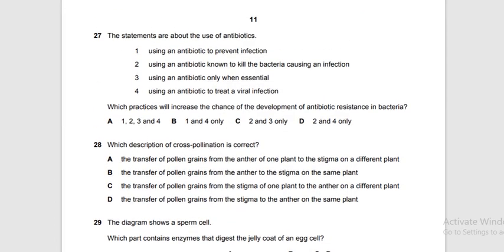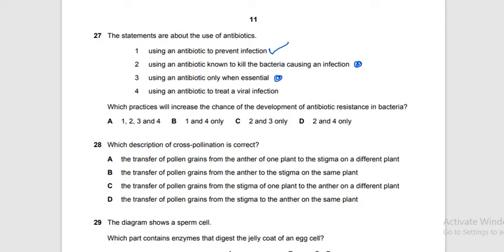Now, the statement about the use of antibiotics. Using antibiotics prevents infections? You need to know the type of infection. If the cause, the pathogen, is bacteria, yes, but if it's not, it will not work. Using an antibiotic known to kill bacteria causing an infection, yes, this is absolutely correct. Using antibiotics only when needed, yes, we have to prevent resistance.